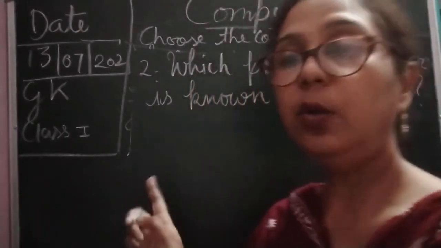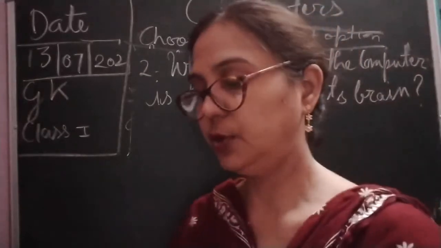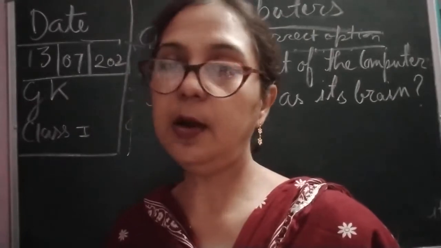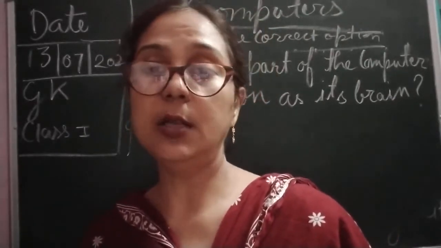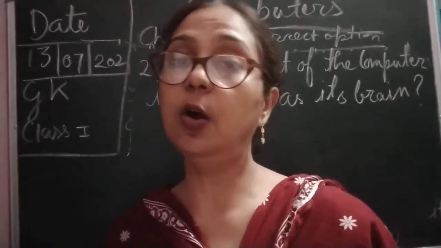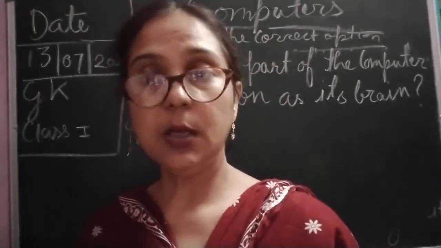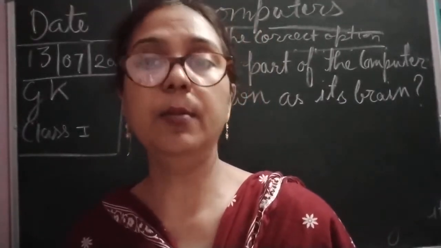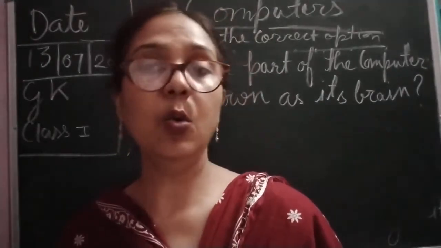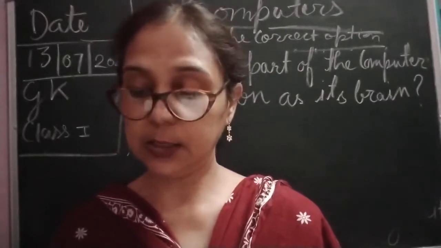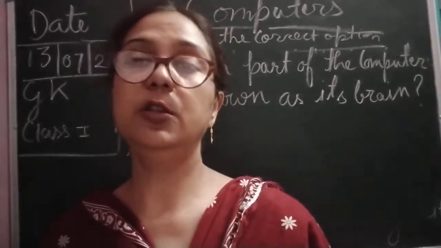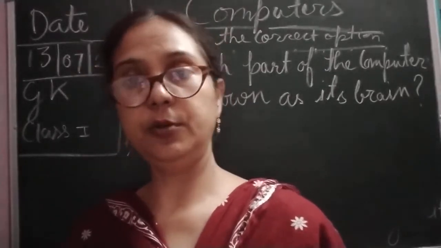So children, if you look at the options, there are three: keyboard, mouse, central processing unit, that is called CPU. Keyboard is important but it is not called the brain. Mouse is an important part of the computer but we can't say that it is the brain. The brain is only the central processing unit, children. So again we will choose option C.